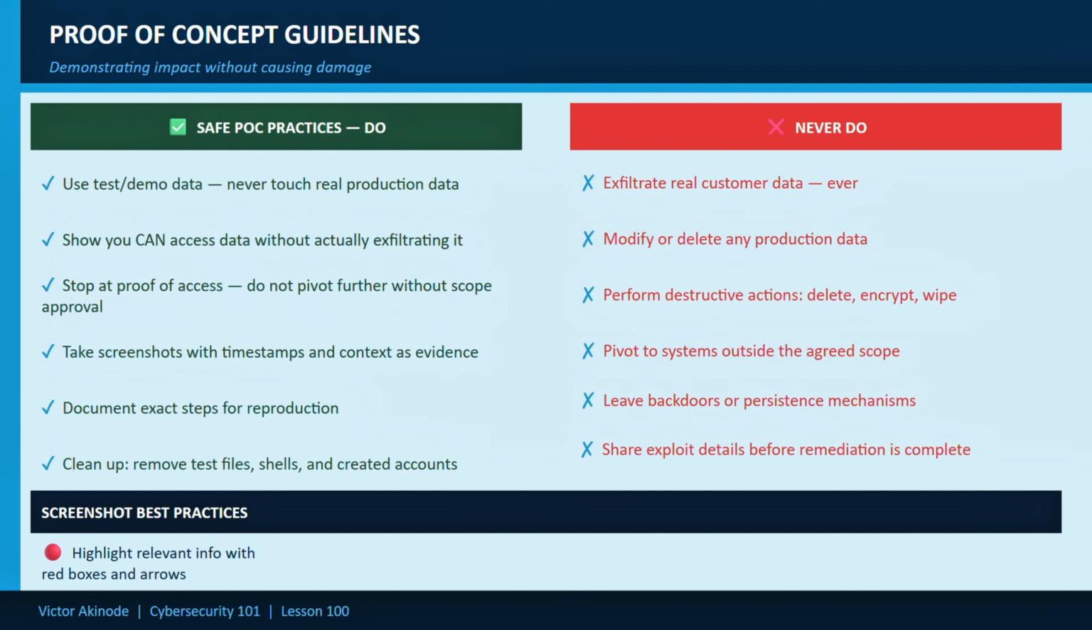The first one is to highlight relevant information with red boxes or arrows, include timestamps and URLs for context, and blur or redact sensitive information like passwords or personally identifiable information. Also, show context like URL bar, command prompt, or application interface. Lastly, number screenshots sequentially for easy reference.